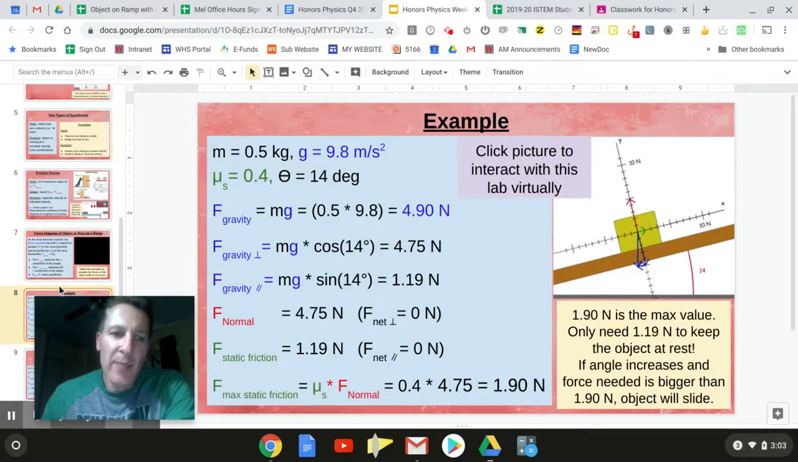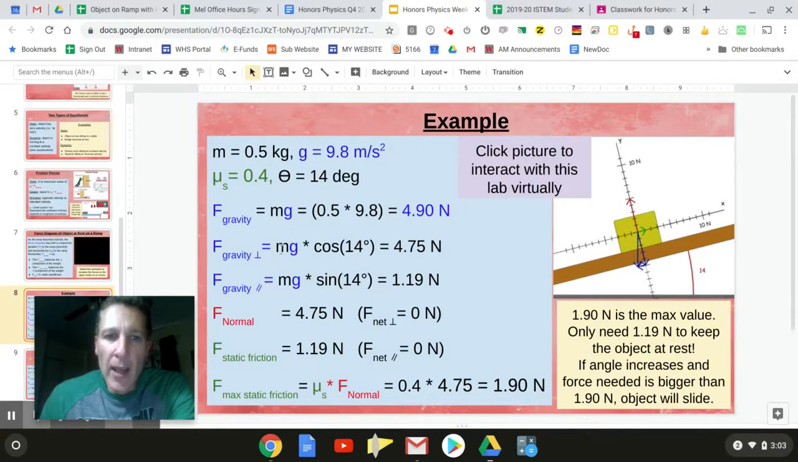So as an example with some numbers, if we had an object that was a half a kilogram, and acceleration due to gravity is 9.8 meters per second squared, say we had a static coefficient of 0.4 and we pitch this thing up at a 14-degree angle. This thing is interactive here. If you click this, you can actually run this lab and mess around with it. So if we run through this, that means our force of gravity or weight is 4.9 newtons.